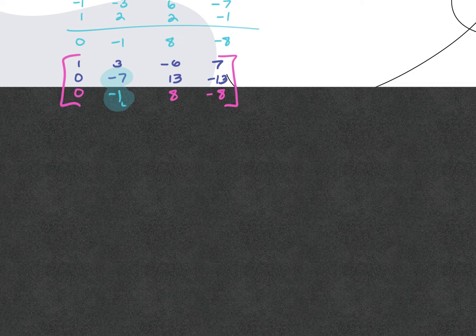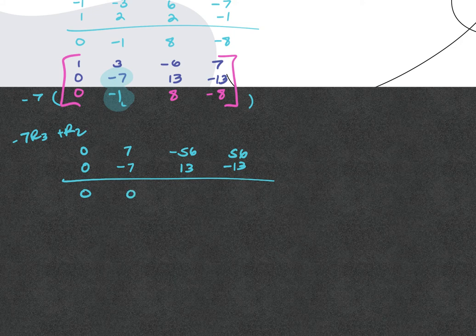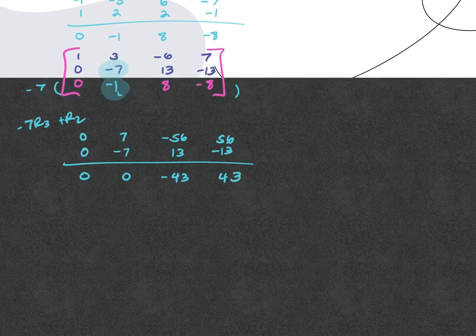So how do I get a 0 in the bottom? -7 times row 3 plus row 2. So 0, 7, -56, +56 gets added to 0, -7, 13, -13. And that replaces row 3.